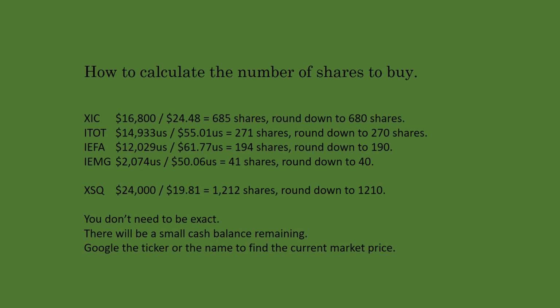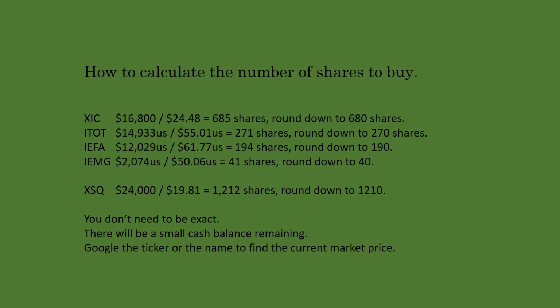ITOT trades in the US. We want $14,933 US dollars worth of ITOT. It's trading at $55.01. That gets us to 271 shares, and you round down to 270. IEFA, 12,029, trades in the US. It's currently priced at $61.77 US. That gets us to 194 shares. You round down to 190. And I'll leave it at that.